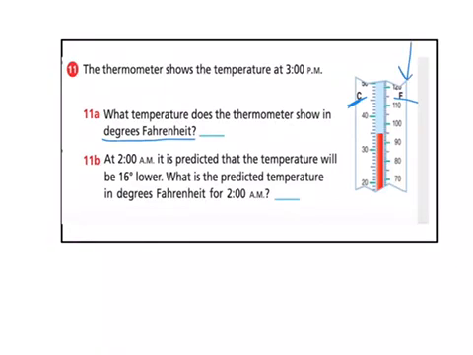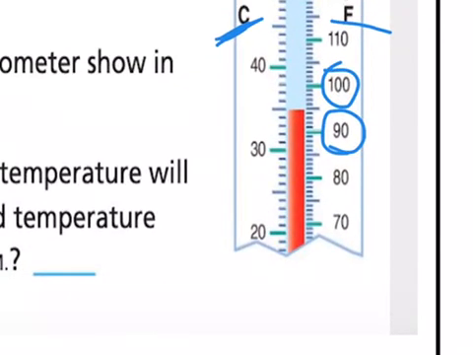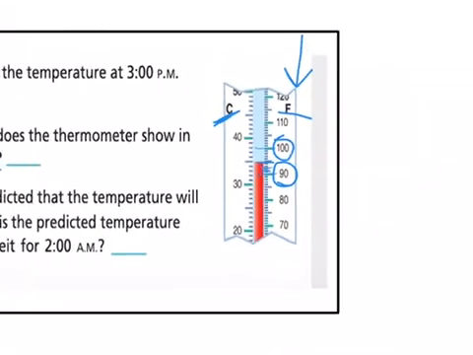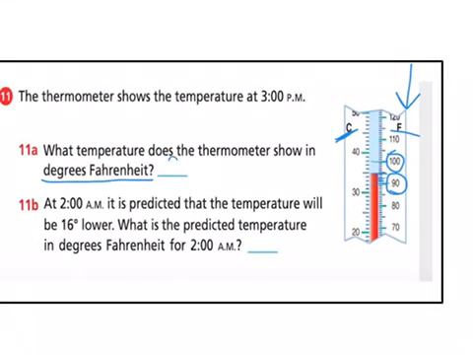So we have to look at this side, and you can see where the red mark is. I can see here's the 90, here's the 100, and each of these little lines stands for 1 degree. So 91, 92, 93, 94, and I would say it is lined up with 95 degrees Fahrenheit. Let's put a label on that one.